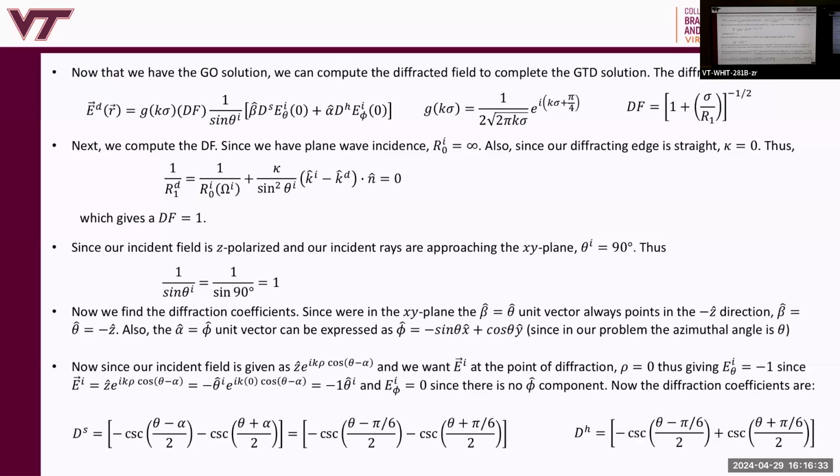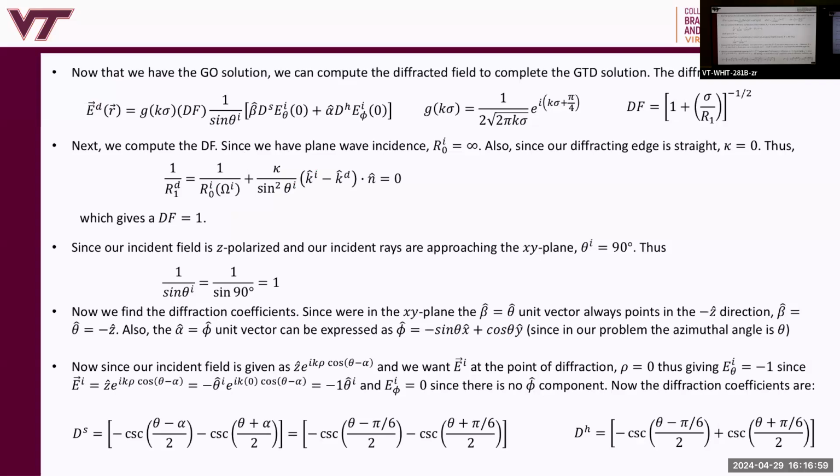We know that our diffracting edge is straight. It's an infinite half plane. So kappa is equal to 0, no curvature. So this term is 0. That means this whole thing goes to 0. This is infinity, so this goes to 0. So 1 over r 1d is equal to 0, which means that the radius of curvature of the diffracted wavefront is also infinity. It's a diffracted plane wave.